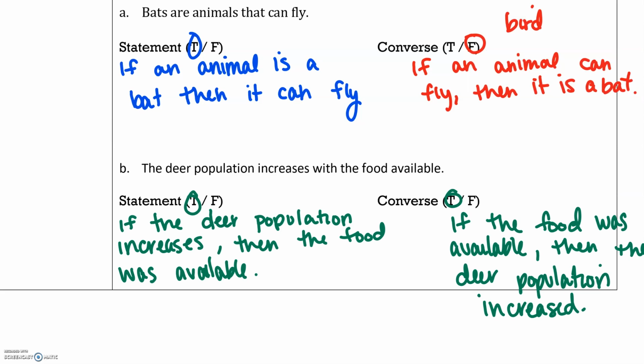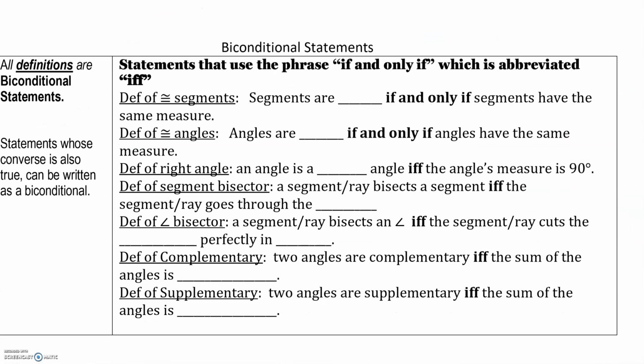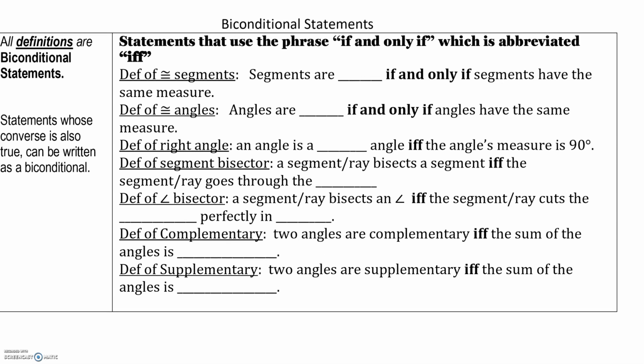All right, you should have had true. If the deer population increases, then the food was available. This next one, if the food was available, we're switching because it's the converse, then the deer population increased. So I have true because we're not really thinking of any other outside things, but if there's food, then the population's going to increase. I wasn't really thinking of hunters or illness or all that other. We're in our happy setting of the world, thinking happy thoughts. We're going to just go from there.